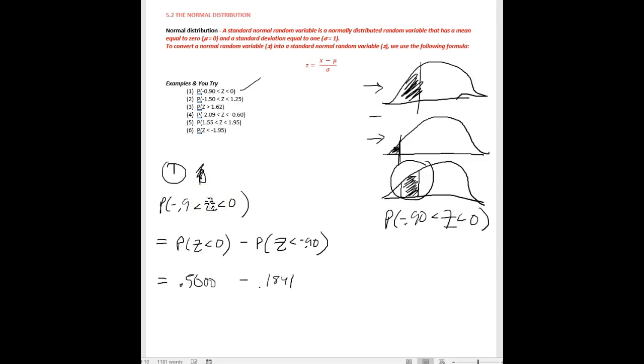So 0.1841. And then we just do that math, and that is 0.3159. So that is our answer for 1. And that represents the area right here, our area in between there. What we did was take this bigger area, which is more centered because it's z of 0, right in the middle here, and then minus off the smaller probability, and it leaves us with this interim probability here.